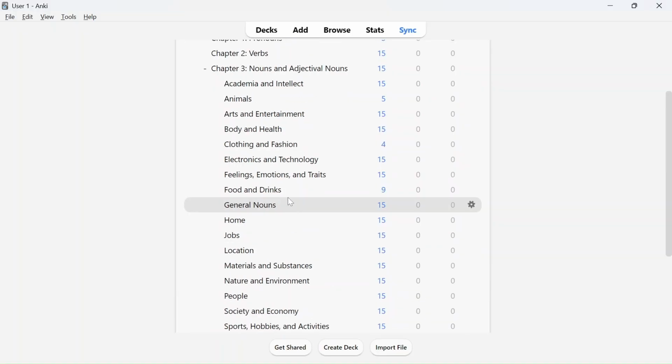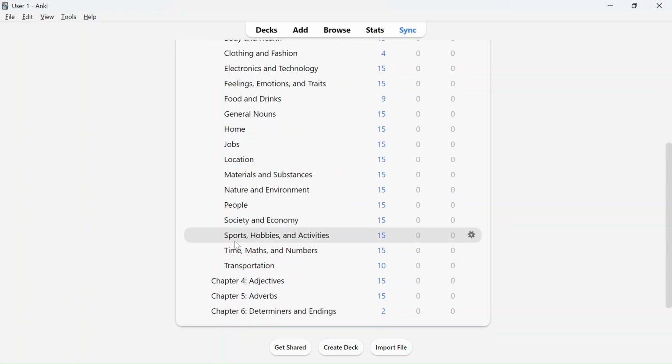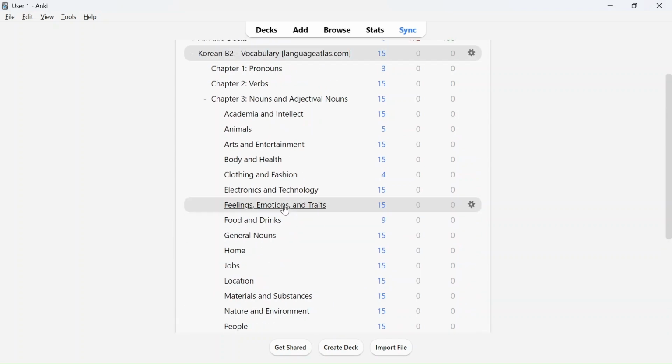The reason that I've done so is that this categorization allows you to study nouns by theme. So if you wish to learn more about body and health, you can do so. If you wish to learn more about clothing and fashion, you can do so. Or if you wish to learn more about society and economy, you can do so. Whenever you wish to learn a certain theme, this categorization will help you.